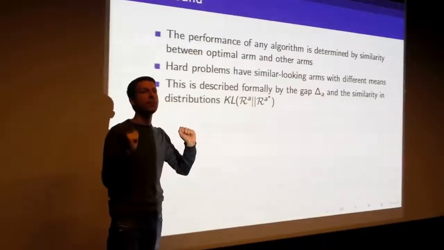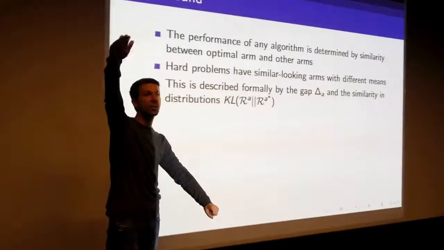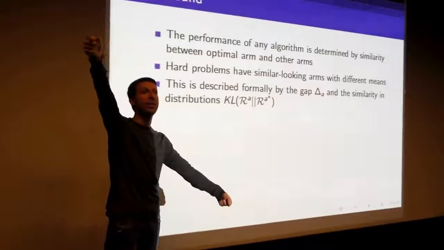So what's an easy problem? An easy problem is one where you've got one arm that's obviously good, one arm that's obviously bad. You try this once and it gives you a good answer. You try this once, it gives you a bad answer. You're done. It's easy. Okay.